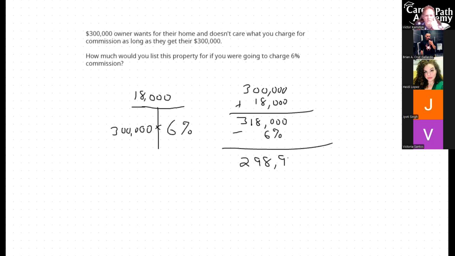Because 6% of $318,000, times 6%, that's $19,080, not 18,000. It actually comes out to a higher commission of 19,080, I'm sorry. That math would never work.